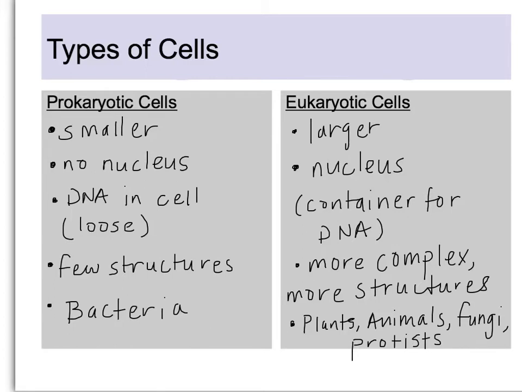So there you have it. Prokaryotic cells are small, they don't have a nucleus, their DNA is loose in the cell, they have very few structures. One example of that is our bacterial cells. You saw some of those in class and you remember how tiny they were. The eukaryotic cells are plant cells, animal cells, fungi cells, protists. We saw a lot of those in lab. They are bigger. They have a nucleus, which is a container for their DNA. They tend to be more complicated because they have more structures.